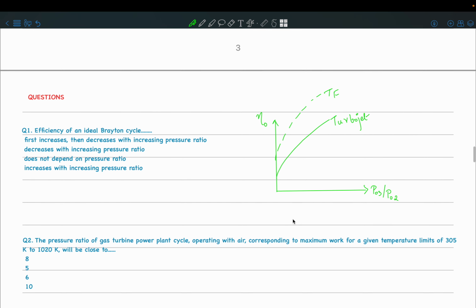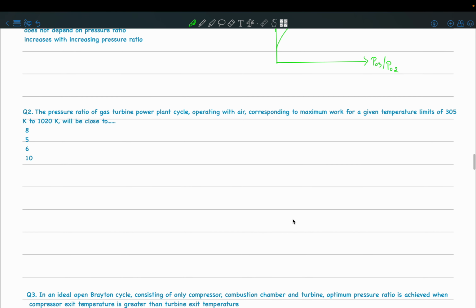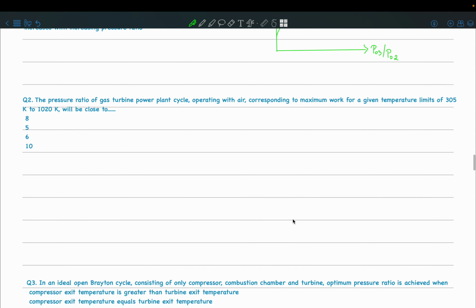So next question, the pressure ratio of a gas turbine power plant cycle operating with air corresponding to maximum work for a given temperature limit of 305 Kelvin to 1020 Kelvin. So they have given T minimum, which is equal to 305 Kelvin, and they have also given T maximum, which is equal to 1020 Kelvin. So what is the pressure ratio going to be?